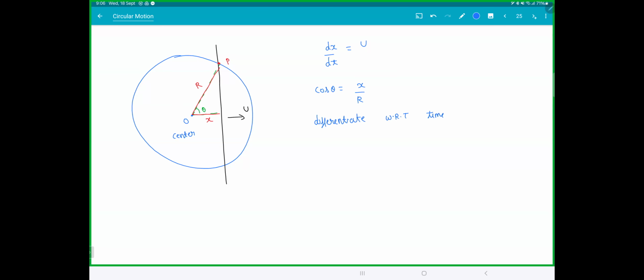Differentiate with respect to time. So the derivative of cos theta will be minus sine theta d theta by dt. That would be 1 by r dx by dt. Since theta is decreasing, omega is minus d theta by dt. So always differentiate and check whether the quantity is increasing or decreasing.